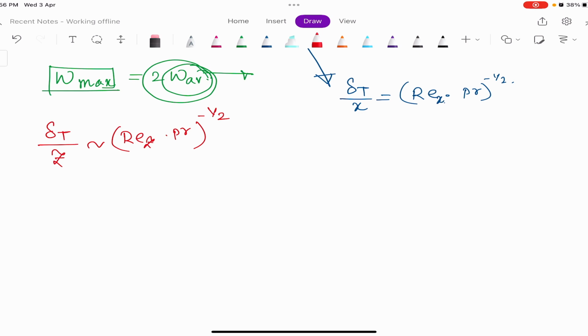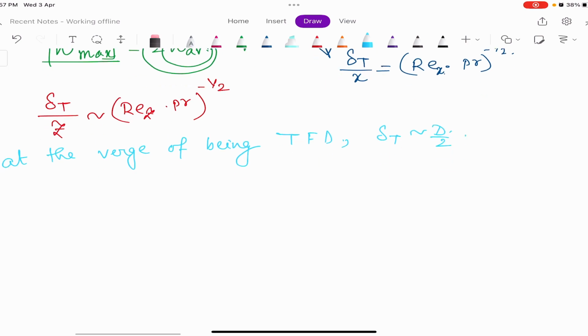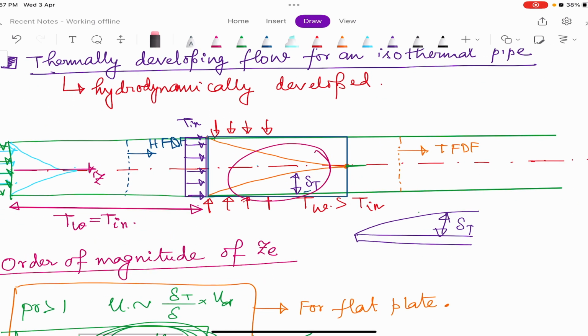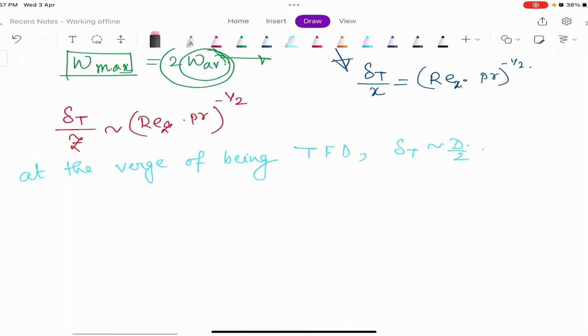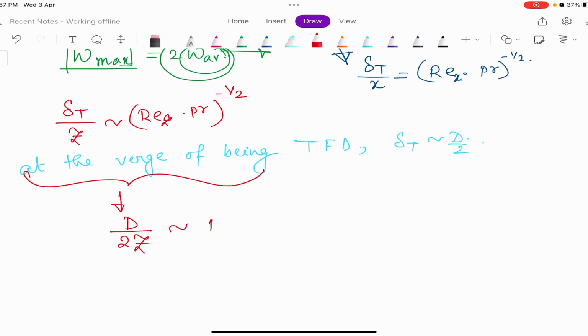So this I know. Now you see that at the verge of being thermally fully developed, TFD, I will have delta T almost of the order of d by 2. I hope you can visualize that this is the place where the flow is becoming fully developed. From this onwards it is thermally fully developed, but here also delta T is almost equal to d by 2. So at this stage, at the verge of being thermally fully developed, I will have d by 2z of the order of Re z whole to the power half into Pr whole to the power half.